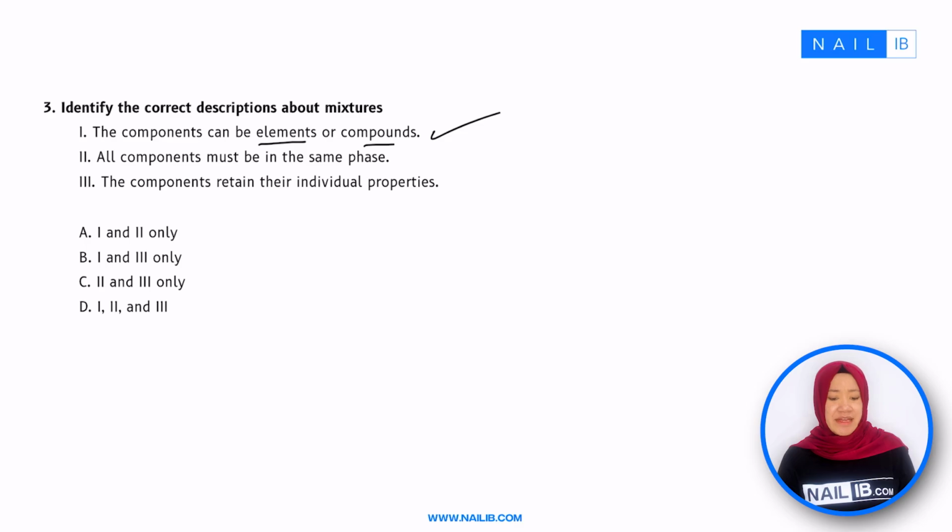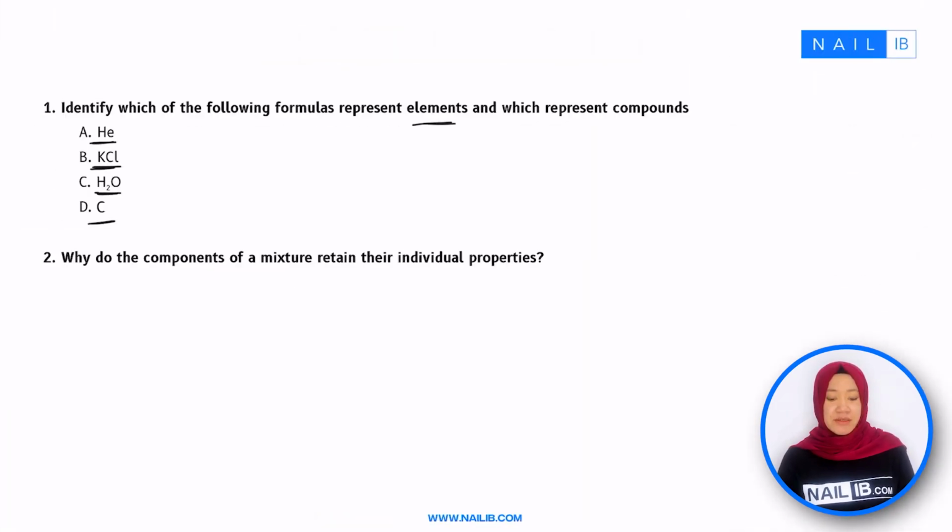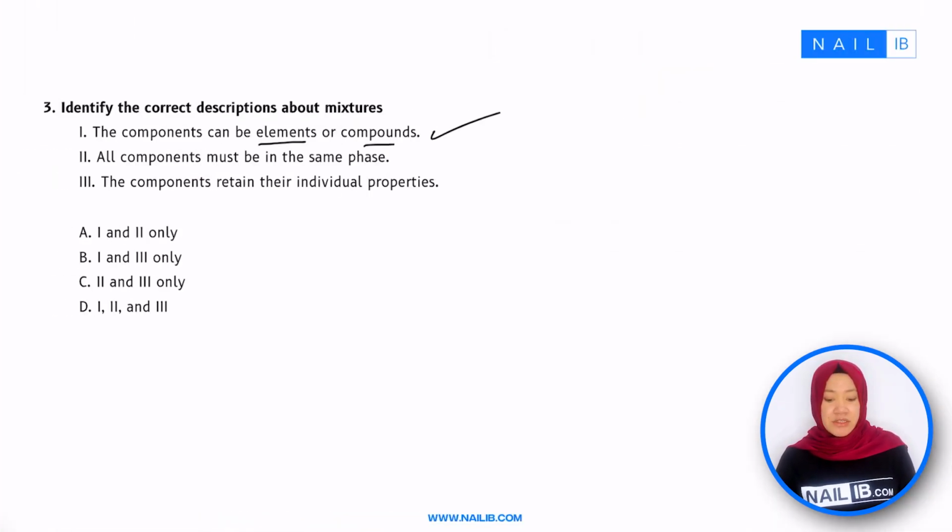The components retain their individual properties, like the second question. I mean, the components of the mixture will retain their individual properties because they're not chemically bonded together. So the third one is correct. Therefore, the answer is B.